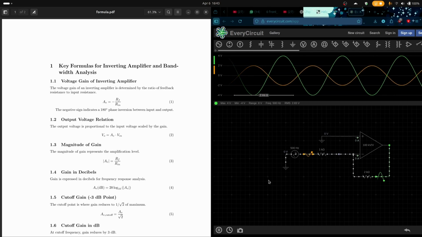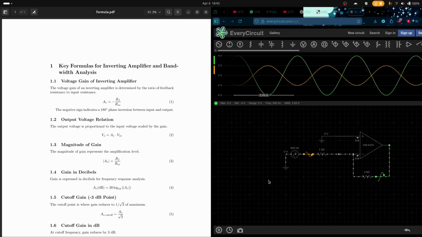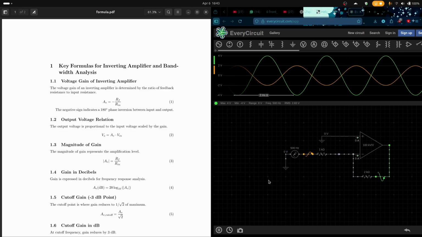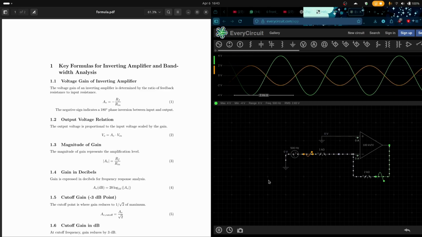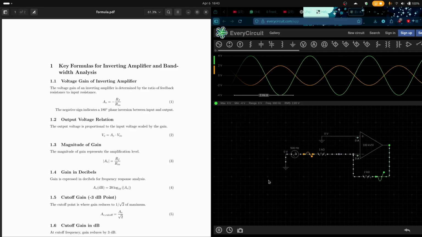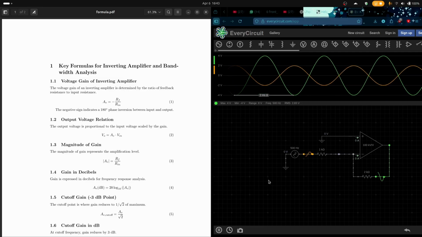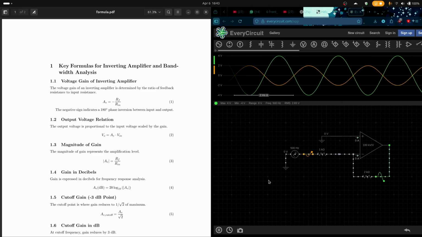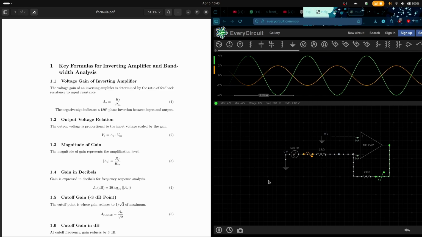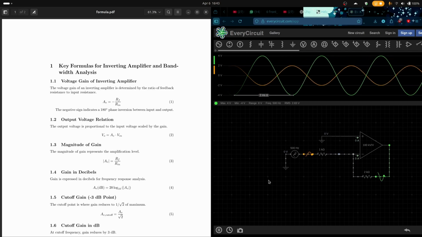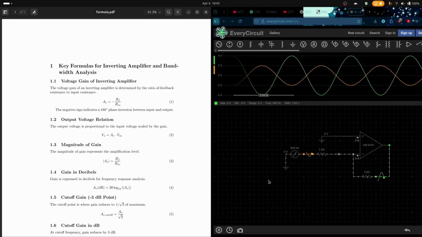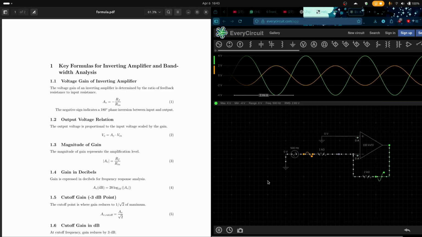An inverting amplifier is a configuration of operational amplifier where the input signal is applied to the inverting terminal and the non-inverting terminal is grounded. Because of the high gain of the op amp, the inverting terminal is maintained at a virtual ground, meaning its voltage is approximately zero. This forces the current through the input resistor to flow entirely through the feedback resistor, and that's where the entire behavior of the circuit comes from.